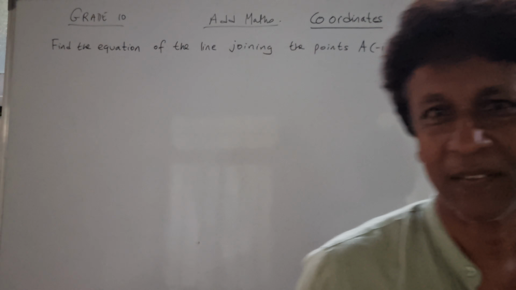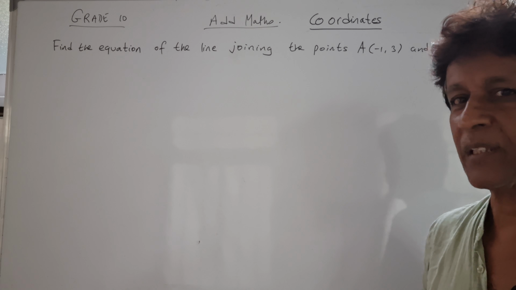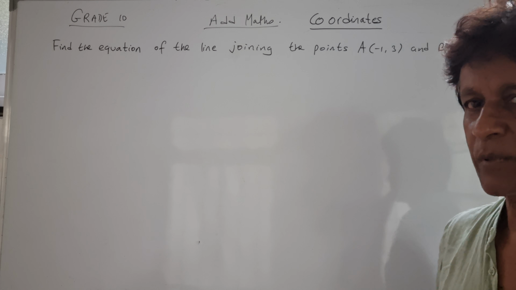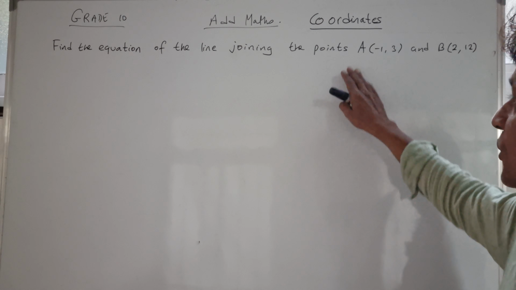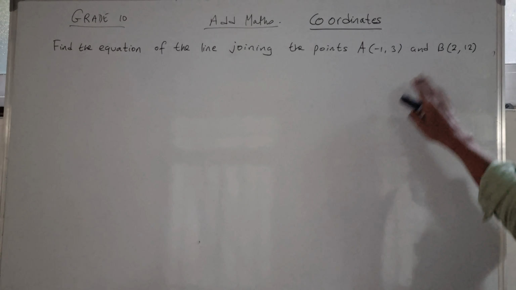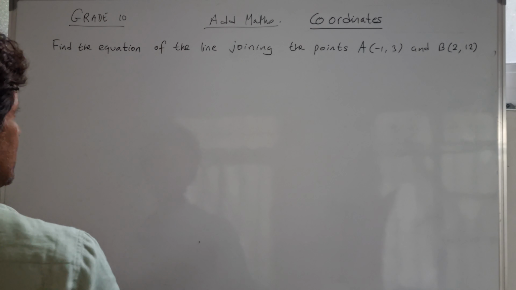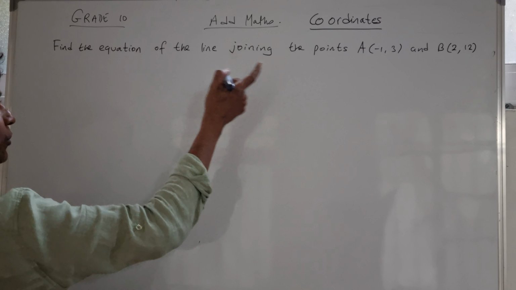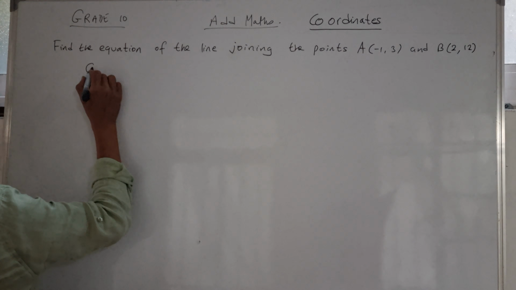Okay, again for ADMAT, the chapter is coordinates, and today we're going to be looking at something that is not very new to you because you've done this in grade 9. We need to find the equation of the line joining points A and B given their coordinates. This is very familiar. For you to be able to find the equation of a line, the first thing you need is a gradient.